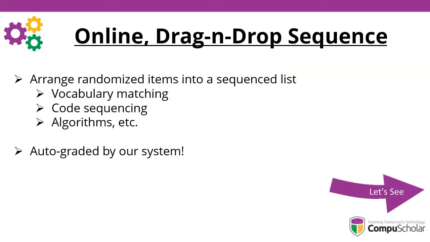The next type of assignment that we have online is a drag and drop type of challenge. So this gives us the opportunity to do things like vocabulary matching or arrange code statements in a certain sequence to process through algorithms and so forth. And these are auto-graded by our system. So let's go take a look at some examples.